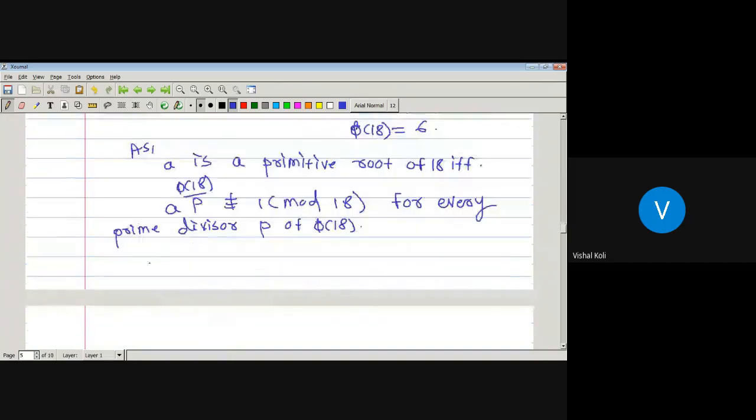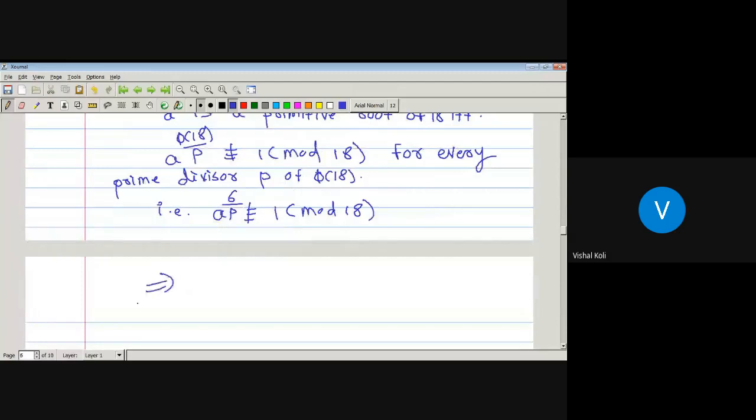That is, phi of 18 will be 6. A to the power 6 divided by p is not congruent to 1 modulo 18. Now, tell me the prime divisors of 6. 2 and 3 are the only 2 prime divisors of 6, which implies a to the power 6 divided by 2, that is a cube, is not congruent to 1 modulo 18, and the second prime divisor will be 3, which implies a square is not congruent to 1 modulo 18. So any integer a which is relatively prime to 18 is a primitive root of 18 if a cube is not congruent to 1 modulo 18 and a square is not congruent to 1 modulo 18.